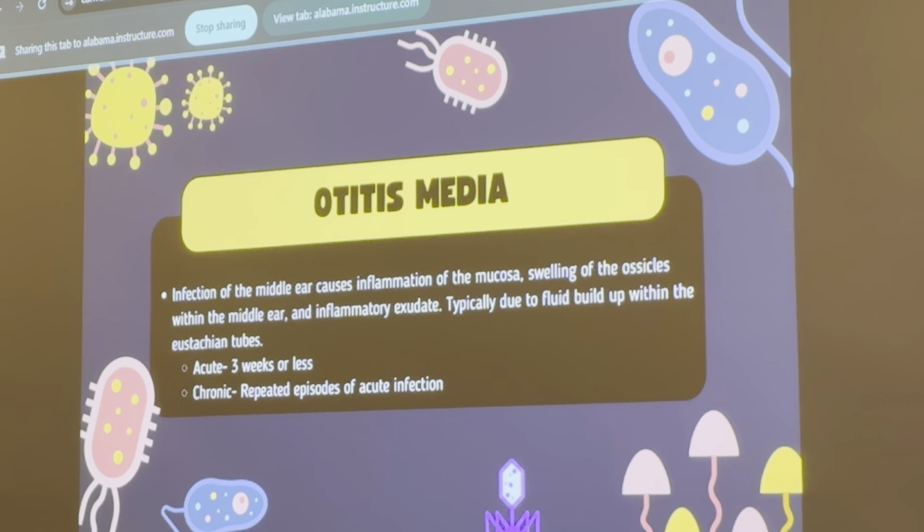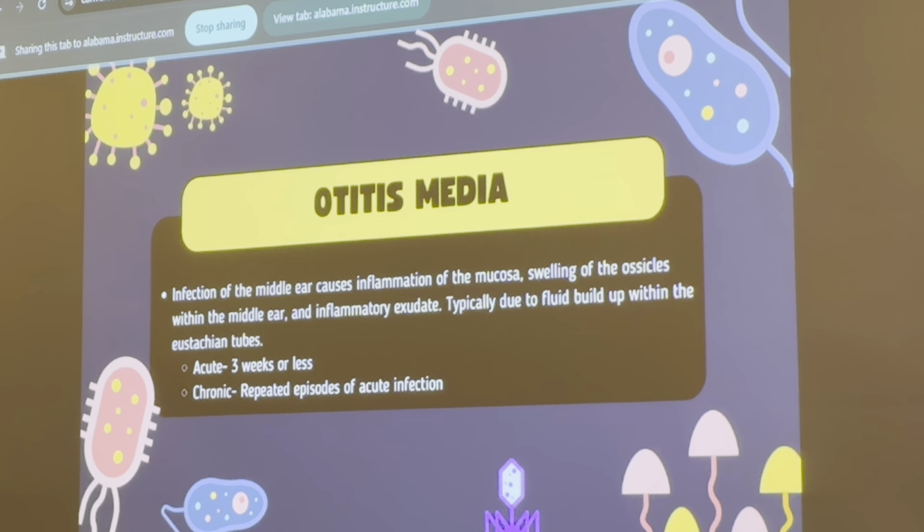Otitis media is most common in your younger population, your children. Why? Because their eustachian tubes are a lot shorter, they're a lot wider. So we can have an increased buildup just because of their anatomy. Once we get a little bit older, our eustachian tubes kind of lengthen out, they straighten out, get a little bit smaller, and then we're not as at risk for otitis media or developing an infection.